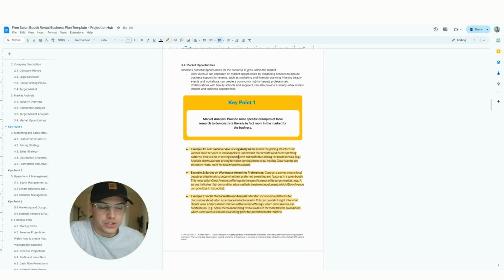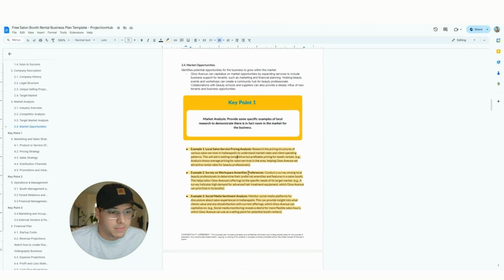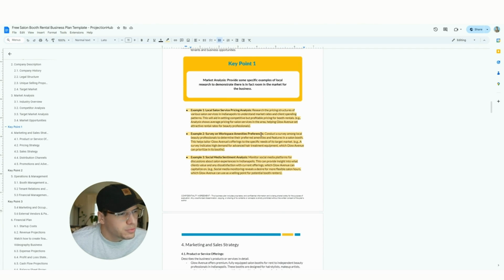So this can be a little bit tricky to do, again, because we're trying to pull double duty. We need to prove, 1, that our market can support another salon, and 2, that stylists actually want a booth rent salon. So let's look at some of the examples that are included here. Do some analysis on local pricing to see maybe there's a price point that's not being met. I think this one probably makes the most sense. Conduct a survey among local beauty professionals to determine their preferred amenities and features in a salon booth.